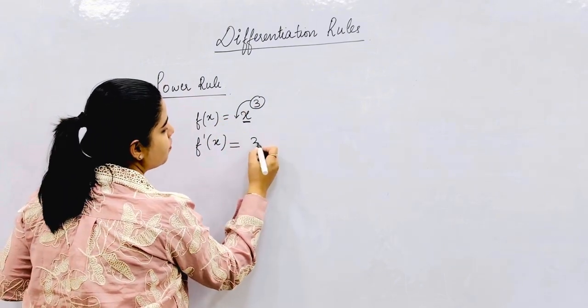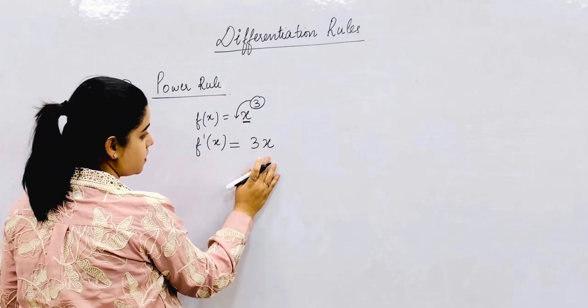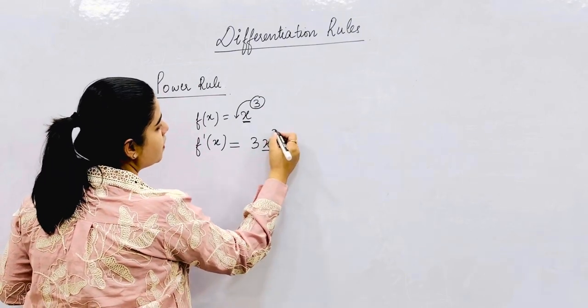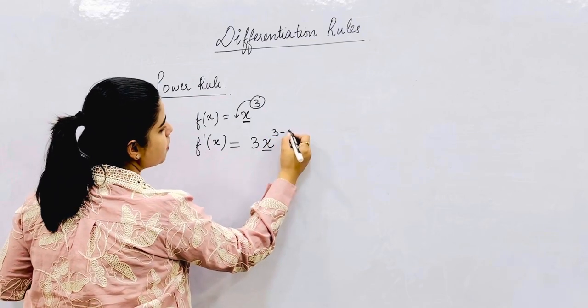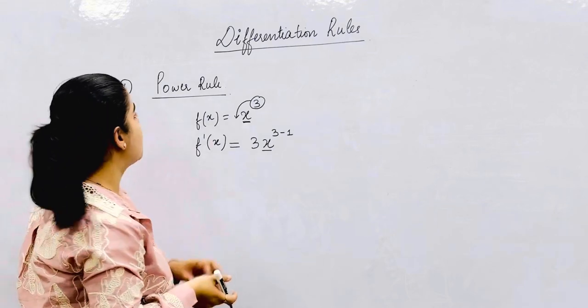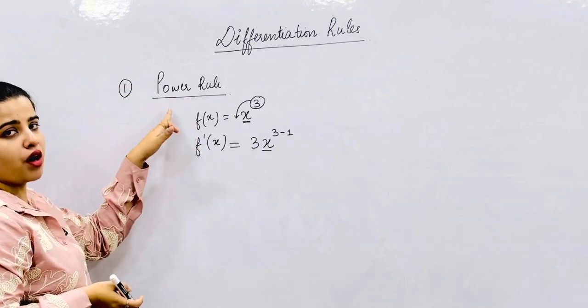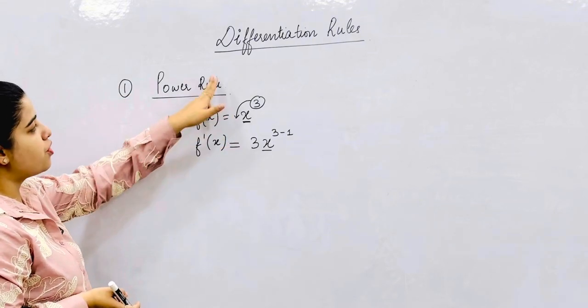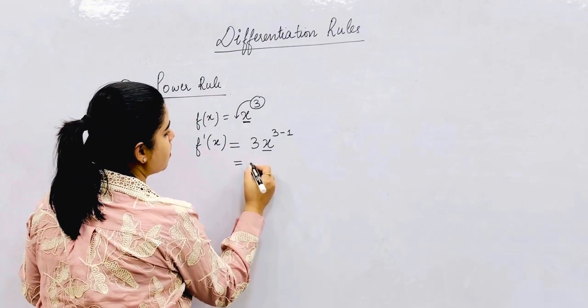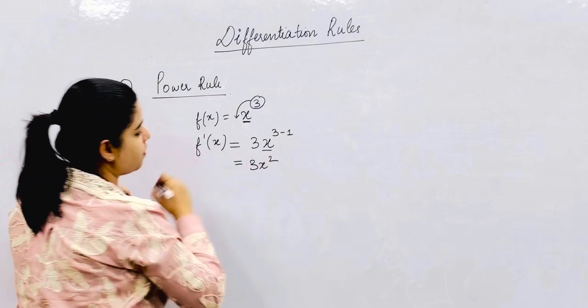So what will it become? It will become 3 multiplied by x. Now what will be the power of x? The power of x will be the original power minus 1. Okay, so you have to follow these two steps when we are using the power rule for differentiating any function. Okay, so what will be your answer? Your answer will be 3x square.